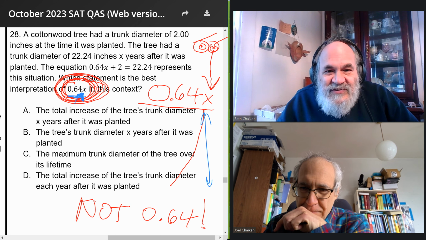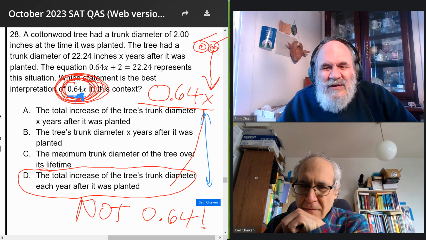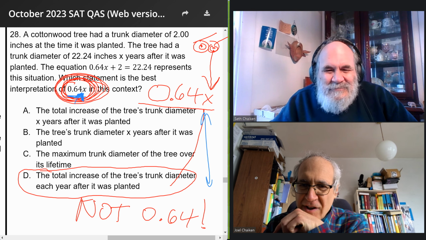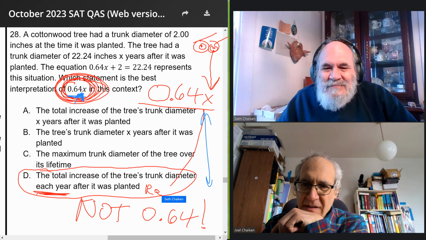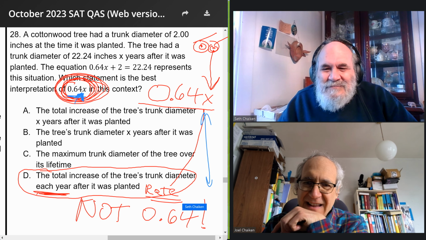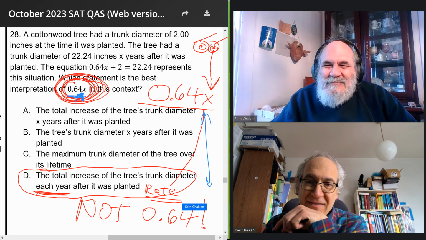D. Okay. D is the rate. The total increase of the trunk's diameter each year. Yeah, I guess that is the rate. Yeah, the total increase of the trunk's diameter. Yeah, I guess that was a rate. Yeah. So I may have said that.